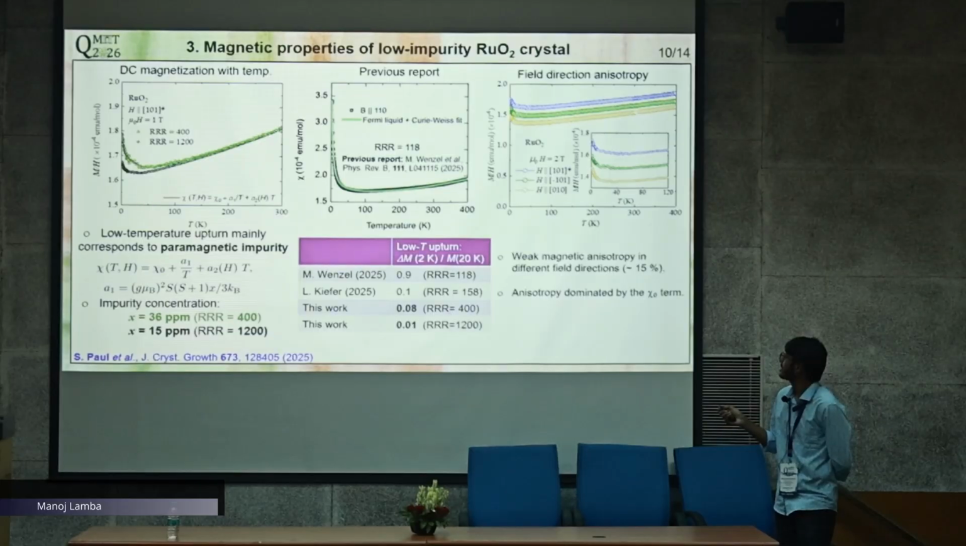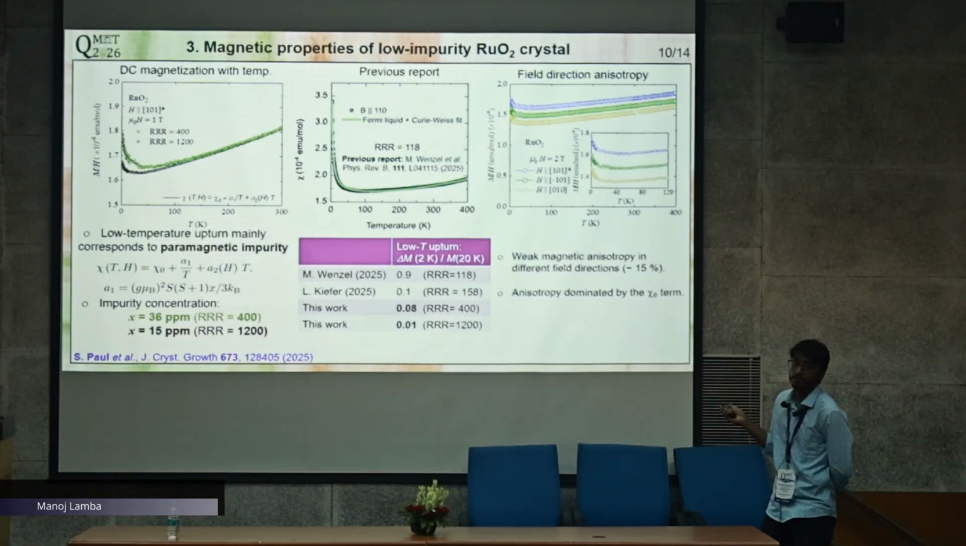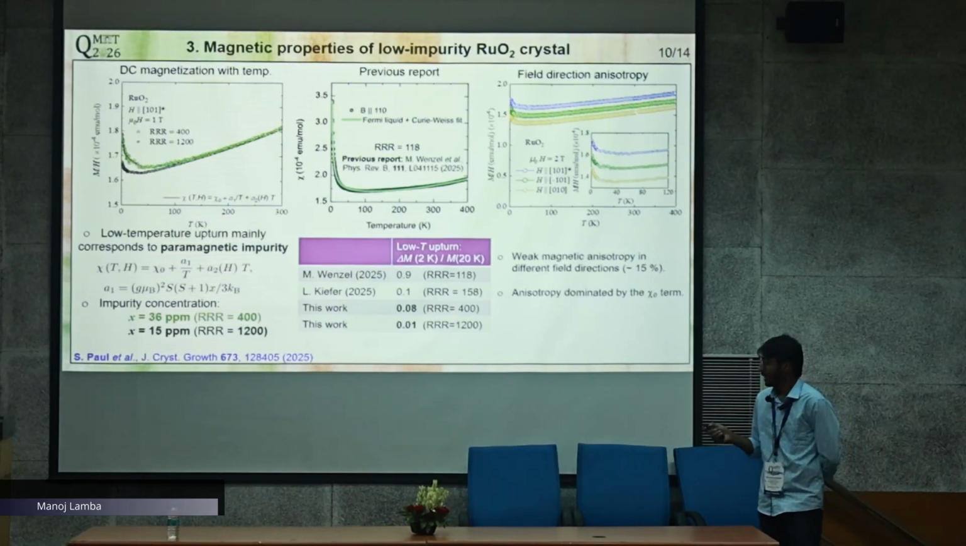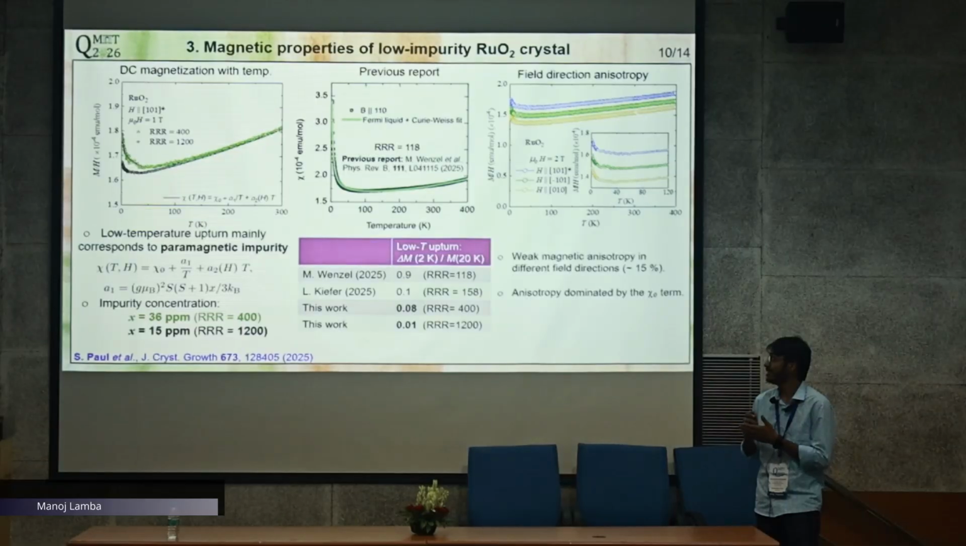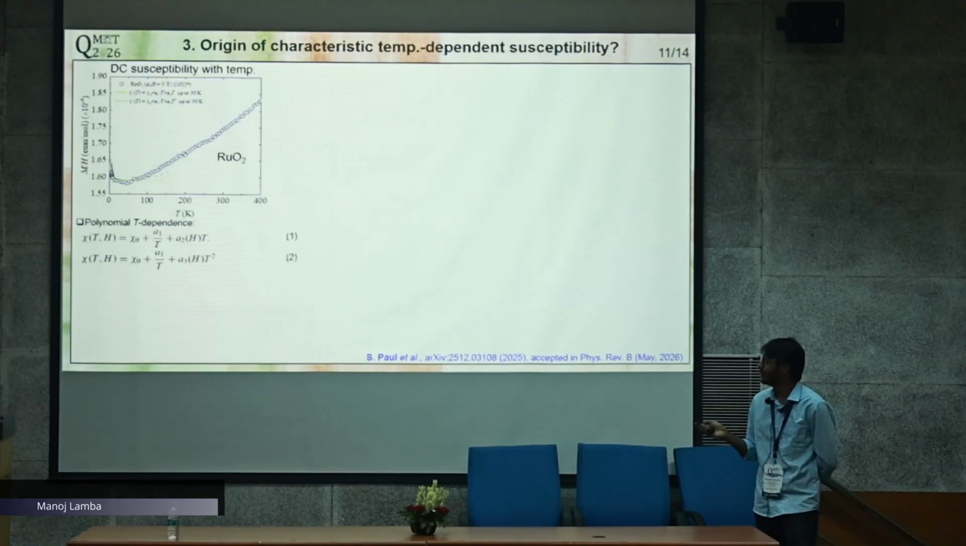Now we measure it in 3 different field directions, so this is the M over H versus T at 3 different field directions. A weak magnetic anisotropy, about 15%, is observed, and the anisotropy is mainly dominated by the chi0 term. One interesting thing is that in a paramagnet generally the susceptibility decreases with increasing temperature, but for ruthenium dioxide what we observe is that susceptibility increases with increasing temperature.